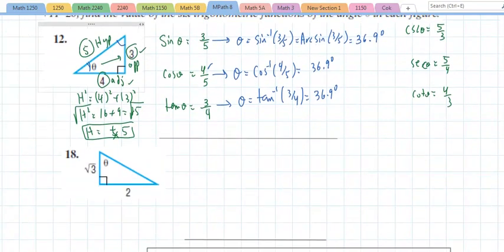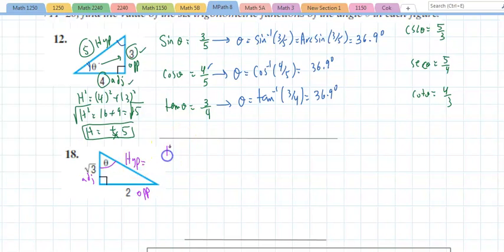I'd like to look at another problem. Problem number 18, same deal. It says, find the six trigonometric functions, that is the sine, cosine, tangent, secant, cosecant, cotangent. So, first I need to figure out the angle. It is not on this side. The angle is really here. This is the opposite. This is the adjacent. And if I want to find the hypotenuse, I would use the Pythagorean theorem.